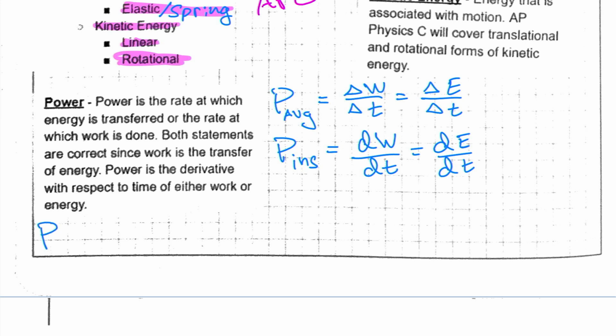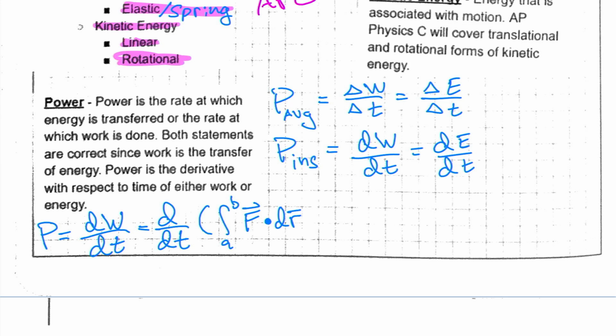We're going to start with power is dW/dt, the time rate of change of work, and that is going to be d/dt, and then for work we have the integral from a to b of F dot dr. Now this integral is an integral along a position. This derivative is a time derivative. They don't have anything to do with each other. They're not going to undo one another or anything like that.